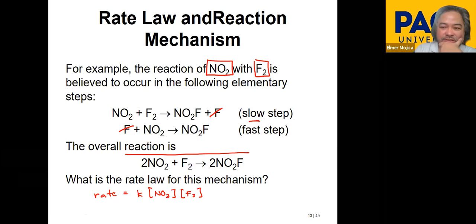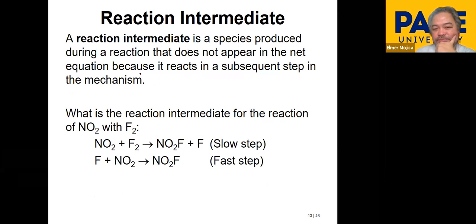Now, you may ask yourself, what is that F? That's what we call an intermediate. So an intermediate is a species that is produced during the reaction that does not appear in the net equation because it reacts in a subsequent step in the mechanism.